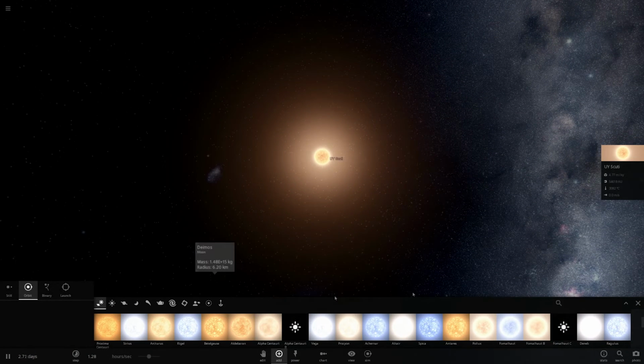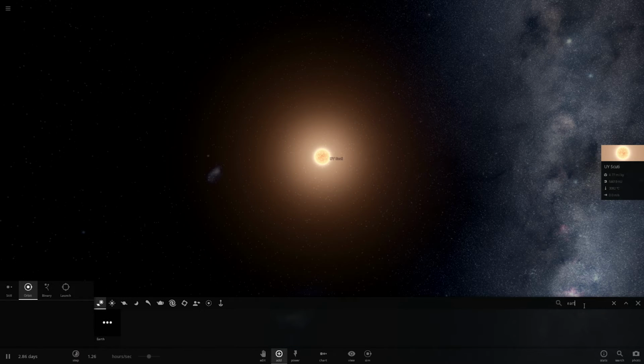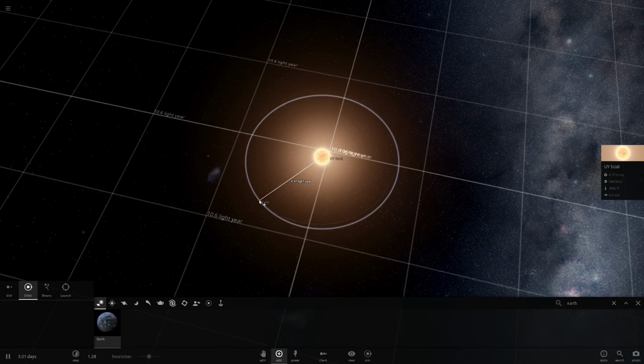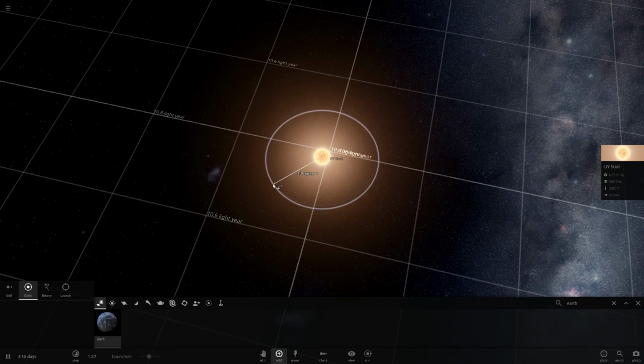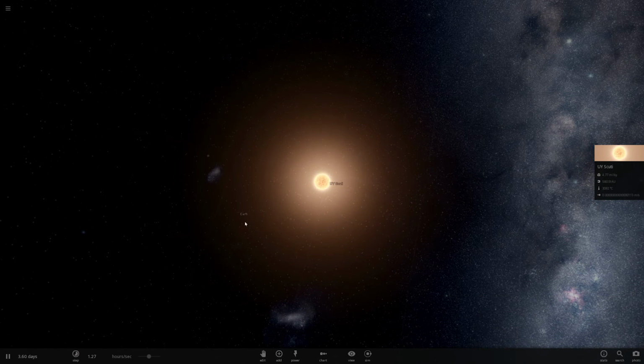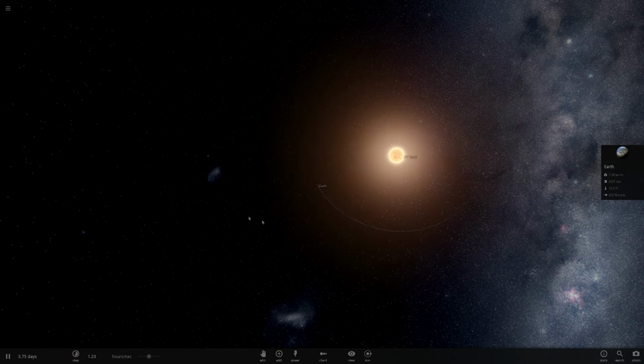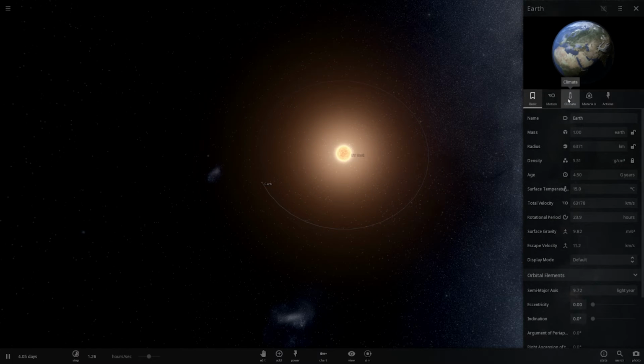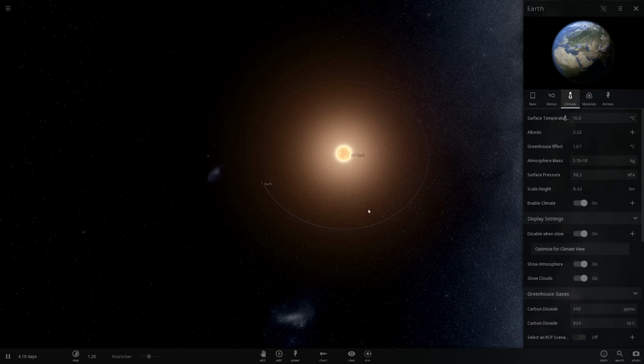So let's go ahead and add our planet. Add our lovely Earth. Let's put it in the green to be safe. Alright, that's that. Climate is actually doing not horribly. Let's speed it up a little bit. Okay, it's going down, never mind.